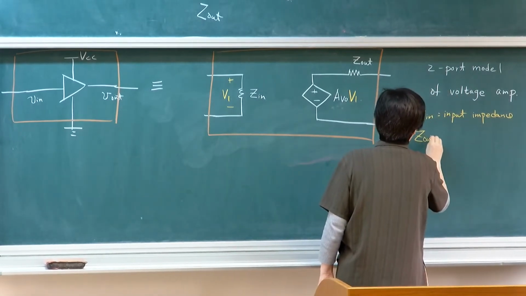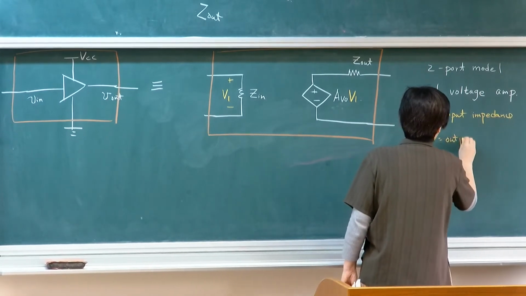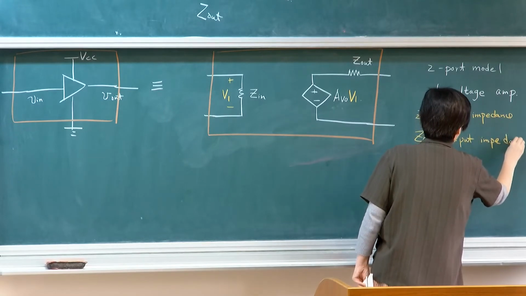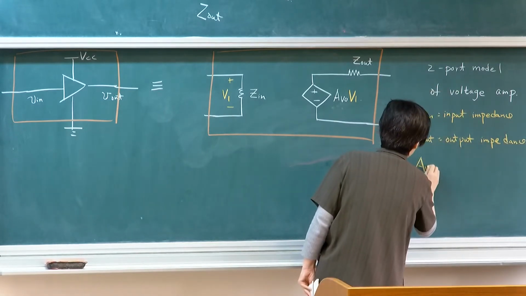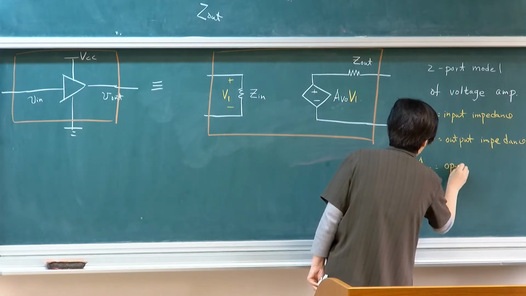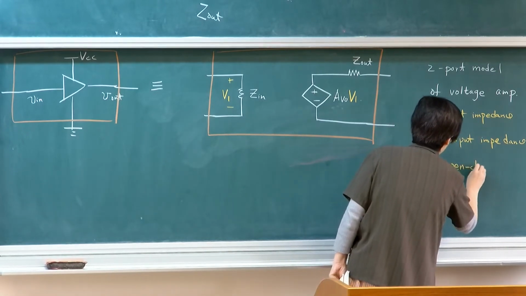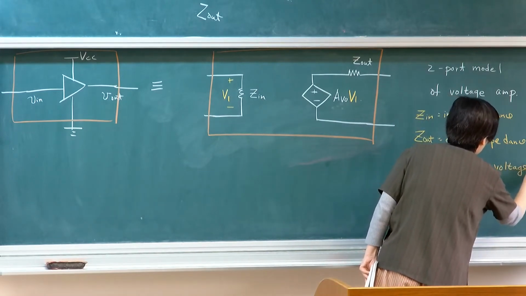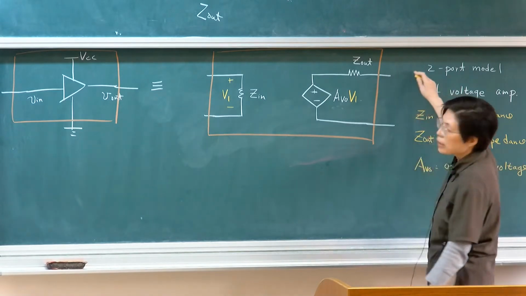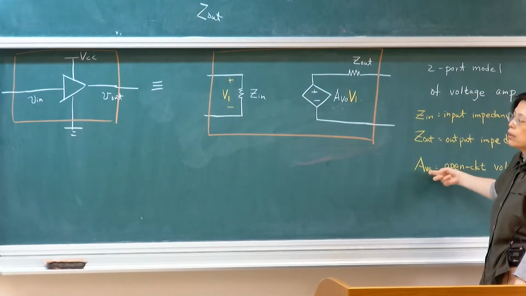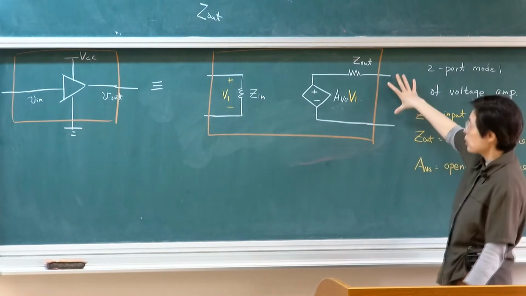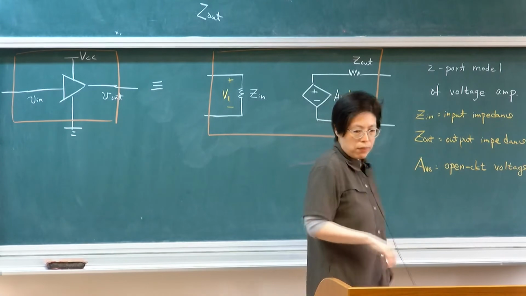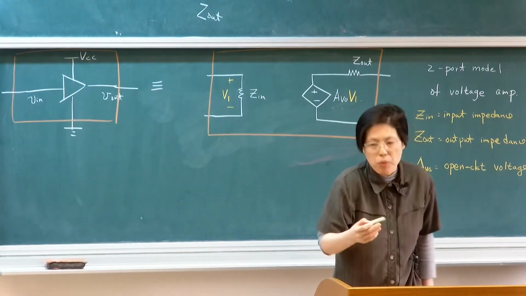V out is the output impedance. And of course, AVO is typically referred to as the open circuit. The O stands for open circuit voltage gain. This is when you're not connecting to a load. That's the amount of voltage gain when this is open circuit. Okay? So let's give you a general problem.